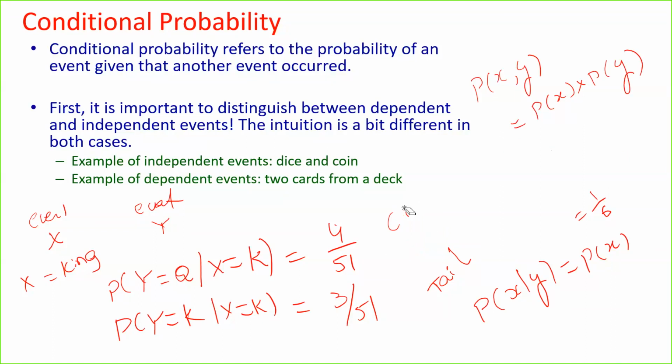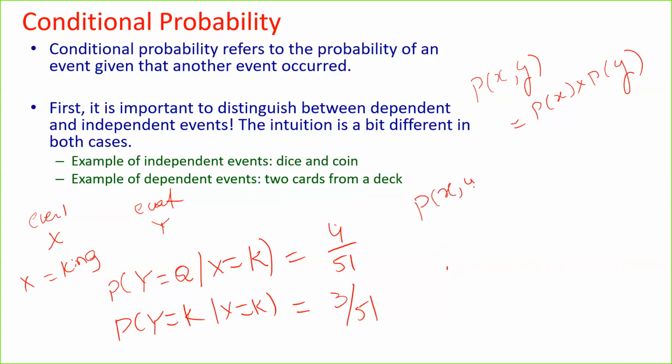Why is this? Because there is some convenient relationship between the joint probability and the conditional probability. The relation is like this. Probability of x comma y is equal to probability of the first event times the probability of the second.